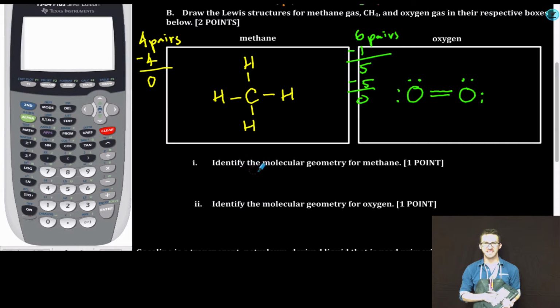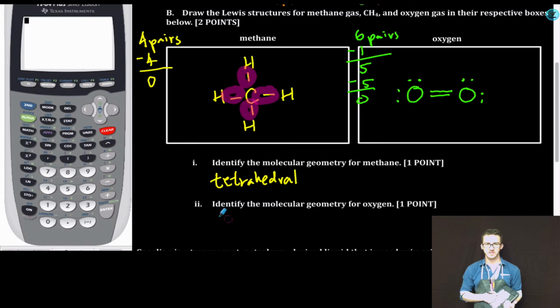Subpart I, identify the molecular geometry for methane. Well, let's count up the regions of electron density about our central carbon atom. 1, 2, 3, 4. All bonding regions, no lone pair regions. That means this one is tetrahedral. Subpart II, identify the molecular geometry for oxygen. We only have 2 atoms here. We don't really have a central atom. It's going to be a linear molecule. Molecular geometry for oxygen, done.